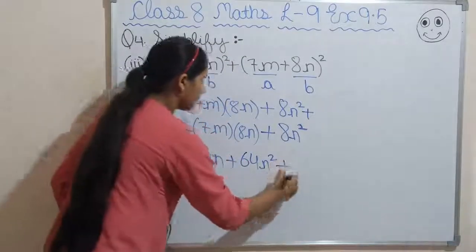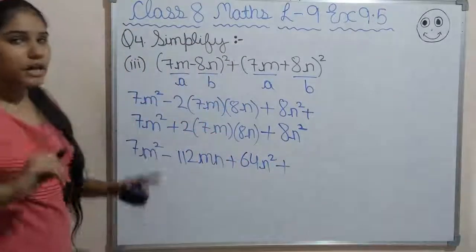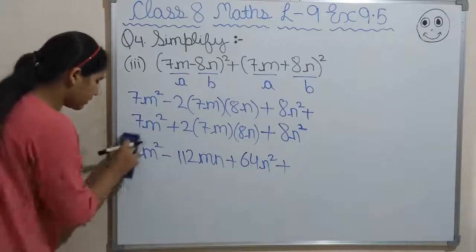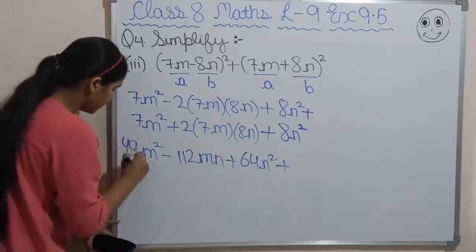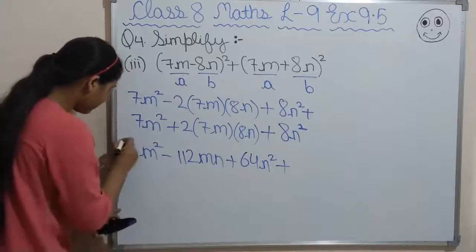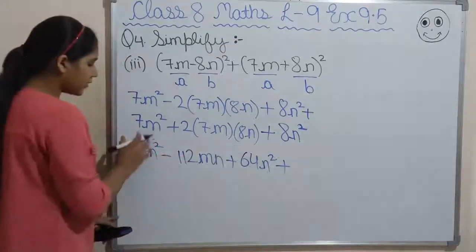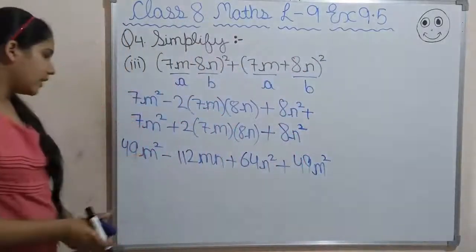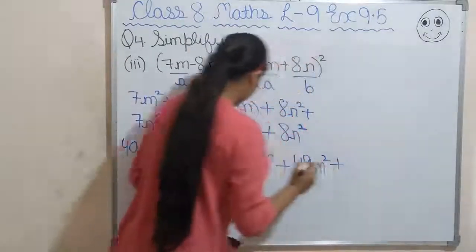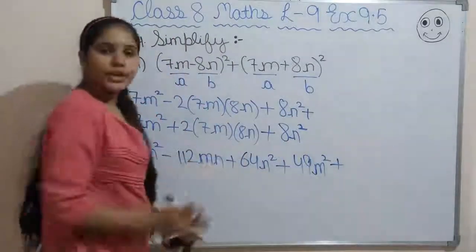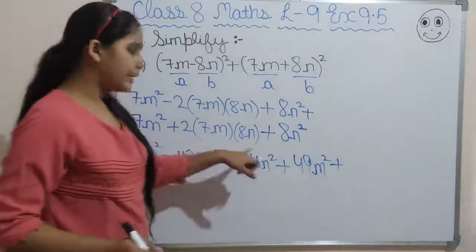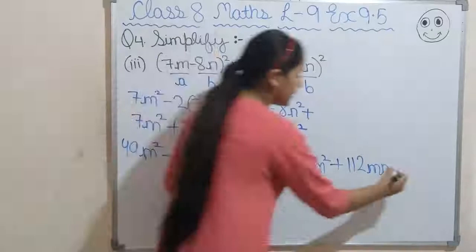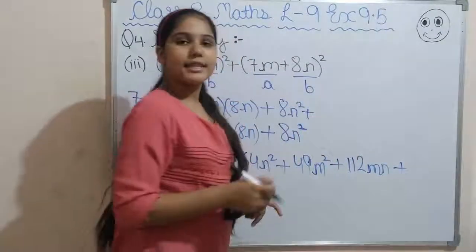Then plus as it is, then 7m square again, 7 sevens are 49. Here I have written only 7 square, but it should be 49m square, and here also 49m square, because 7m square is 49m square. So plus as it is 2 into 7 is 14, again 14 into 8 is 112, then m into n, 112mn. Then plus sign as it is, 8n square is 64n square.